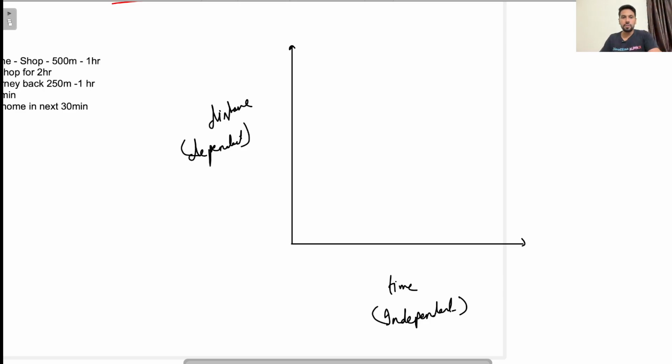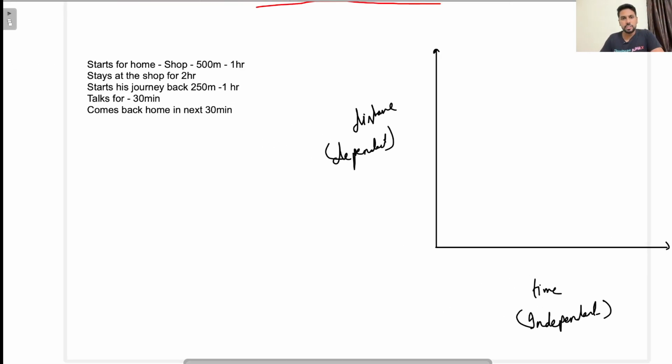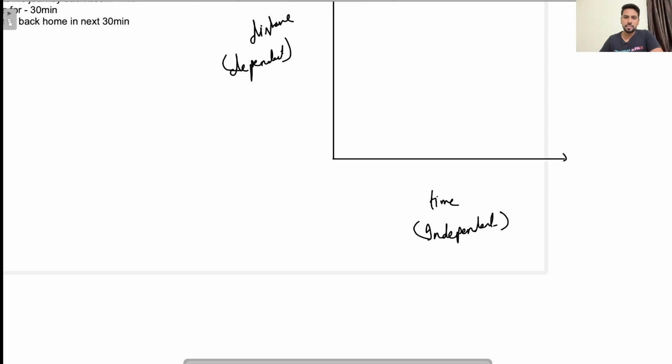Okay, now look at my journey. What is the total journey time? 1 hour, 2 hour, 3 hour, and 4 hours. So 30 plus 30, 1 hour, right? So my total journey time here is 4 hours. So I can make the time axis 1 hour, 2 hour, 3 hour and 4 hour. So first, what you need to do is give the time axis.